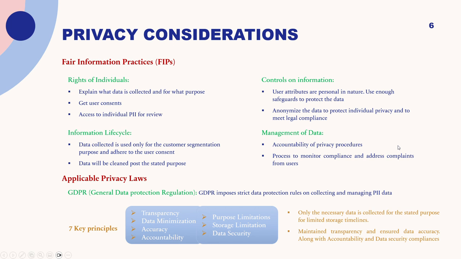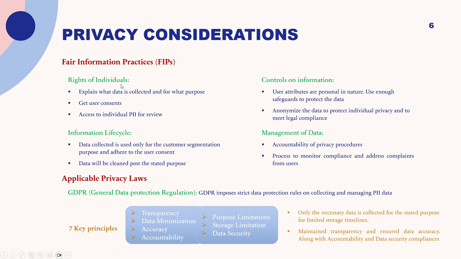Moving to the privacy consideration side, privacy is really, really important for AI models. The first set of guidelines used here are called Fair Information Practices, or FIPS. FIPS are a set of principles behind privacy law, used globally since the 1970s. The FIPS provide important guidance on organizational responsibilities around data privacy. There are basically four themes: rights of individuals, controls on information, information lifecycle, and management of data.